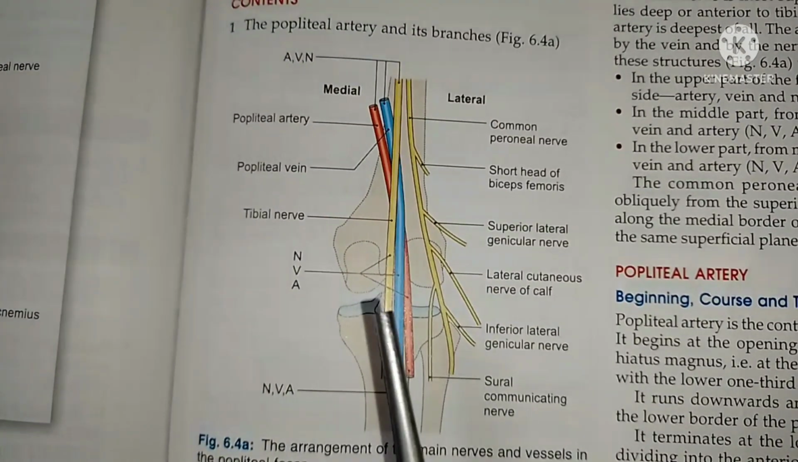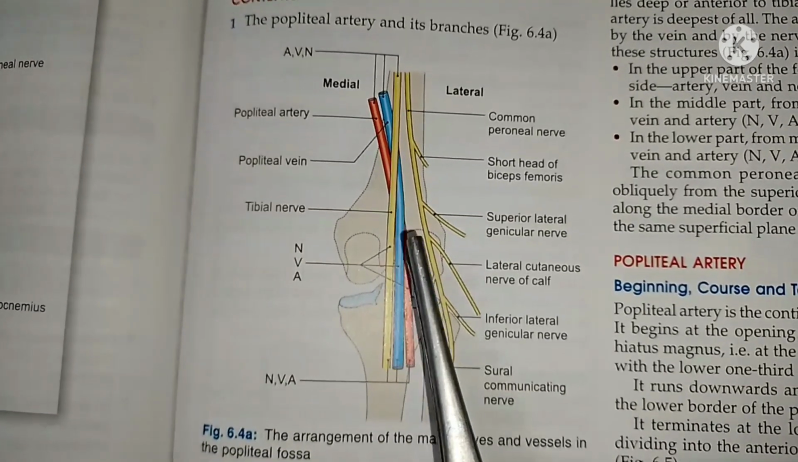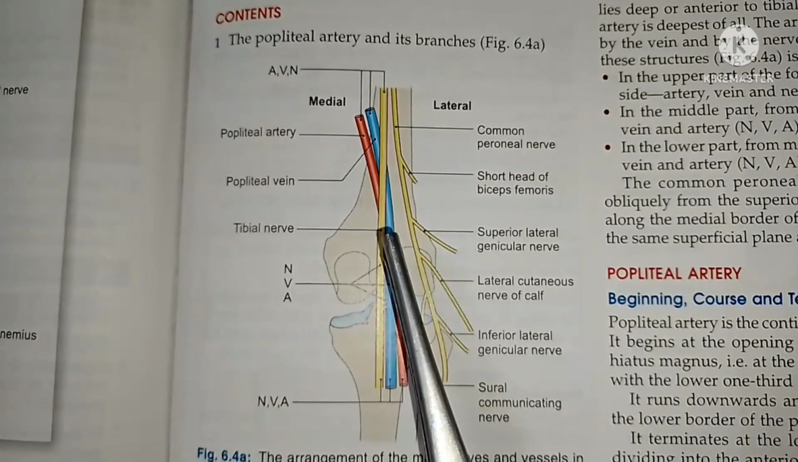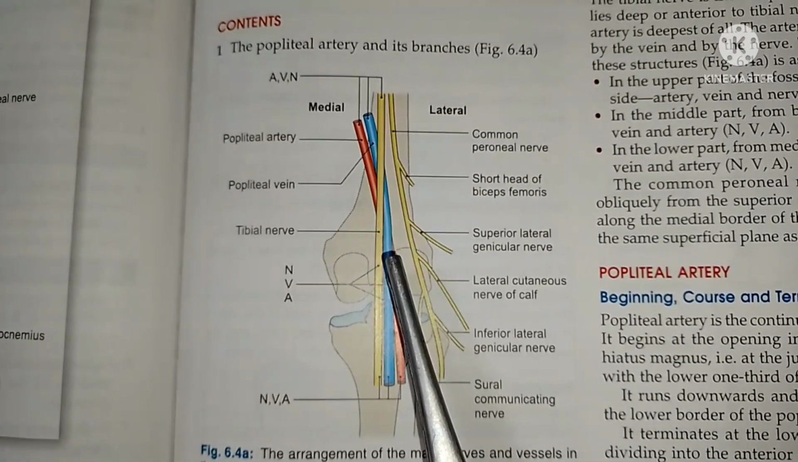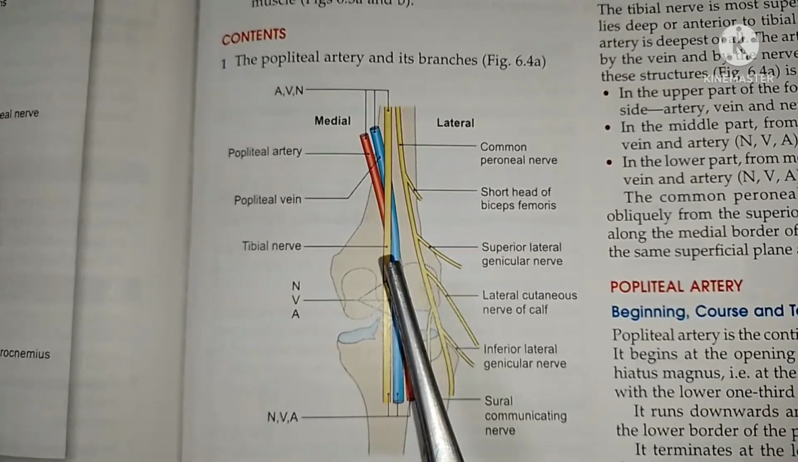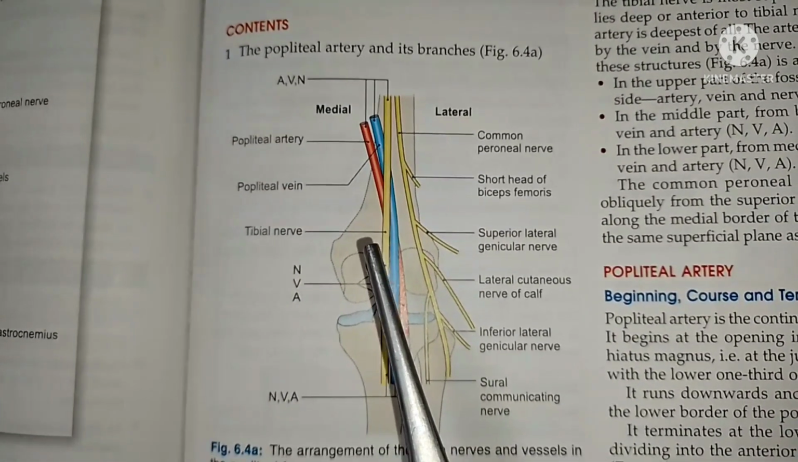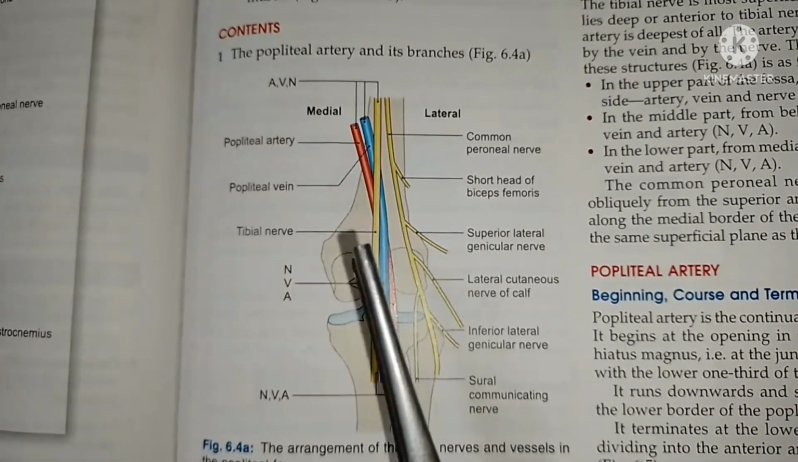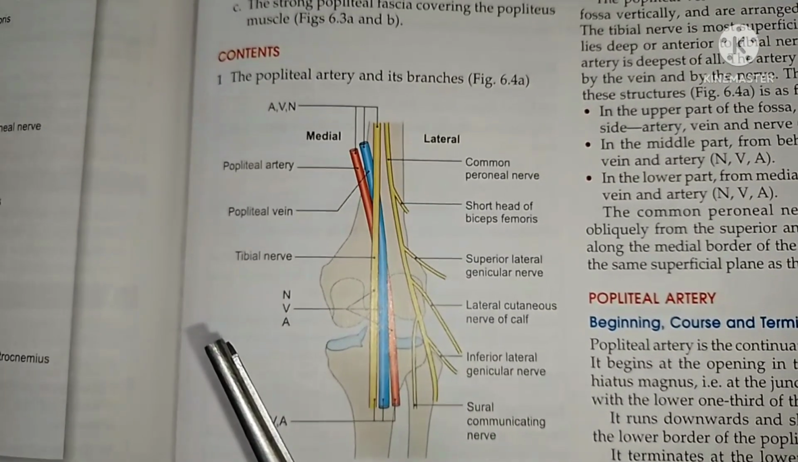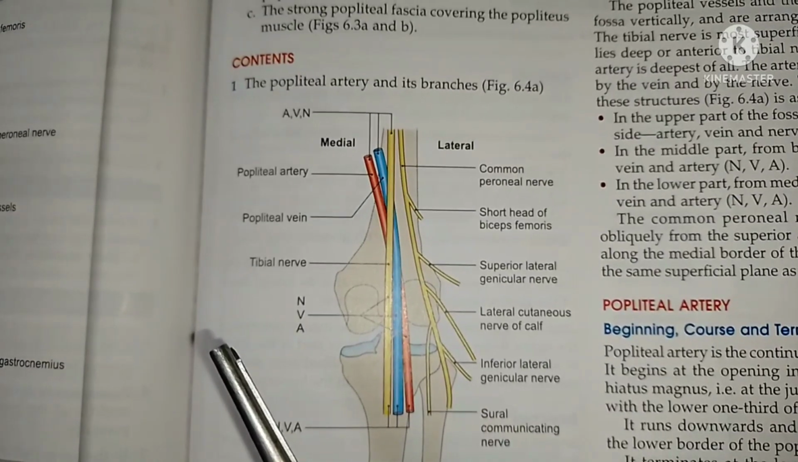Along with the tibial nerve, common peroneal nerve, and the popliteal vein, its tributaries, and the popliteal artery and its branches, some other contents are also present in the popliteal fossa, known as the posterior cutaneous nerve of thigh and the genicular branch of the obturator nerve and the popliteal lymph nodes.